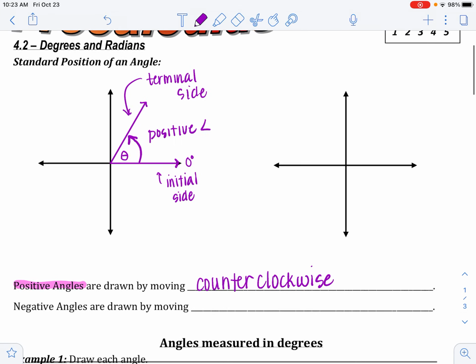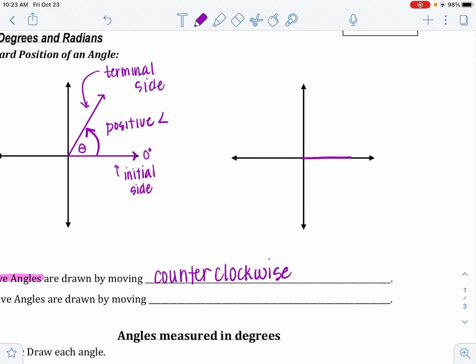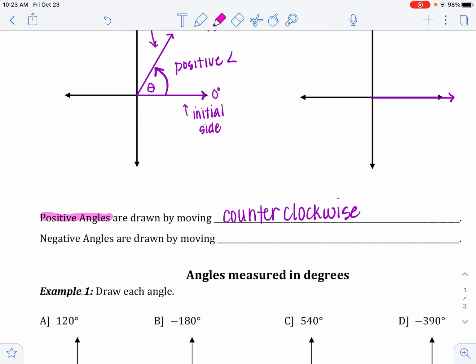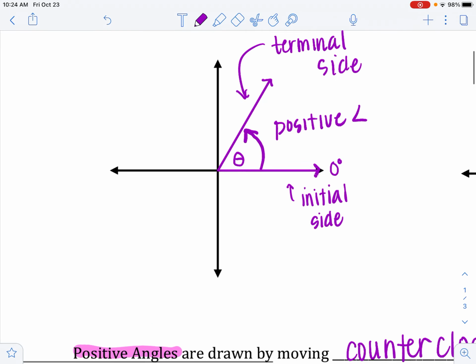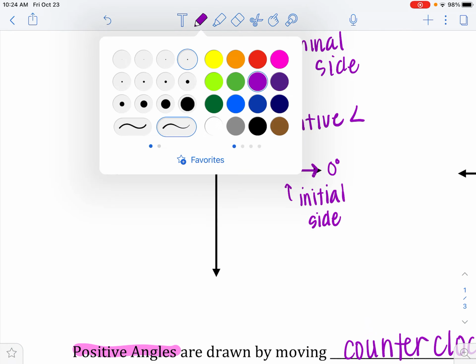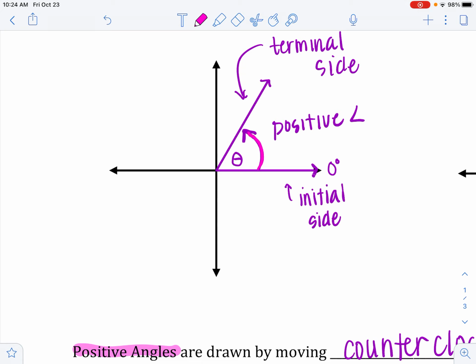Okay, so then let's talk about a negative angle. Once again, you always have your initial side. Your initial side starts at 0 degrees at the positive x-axis. But this time, if you're going to draw a negative angle, you're going to move clockwise. If I come back to this one right here, there is a negative angle drawn. But I could have gotten rid of that arrow completely, gotten rid of theta there, and I could have said that this is my angle, and that's a negative angle right there.